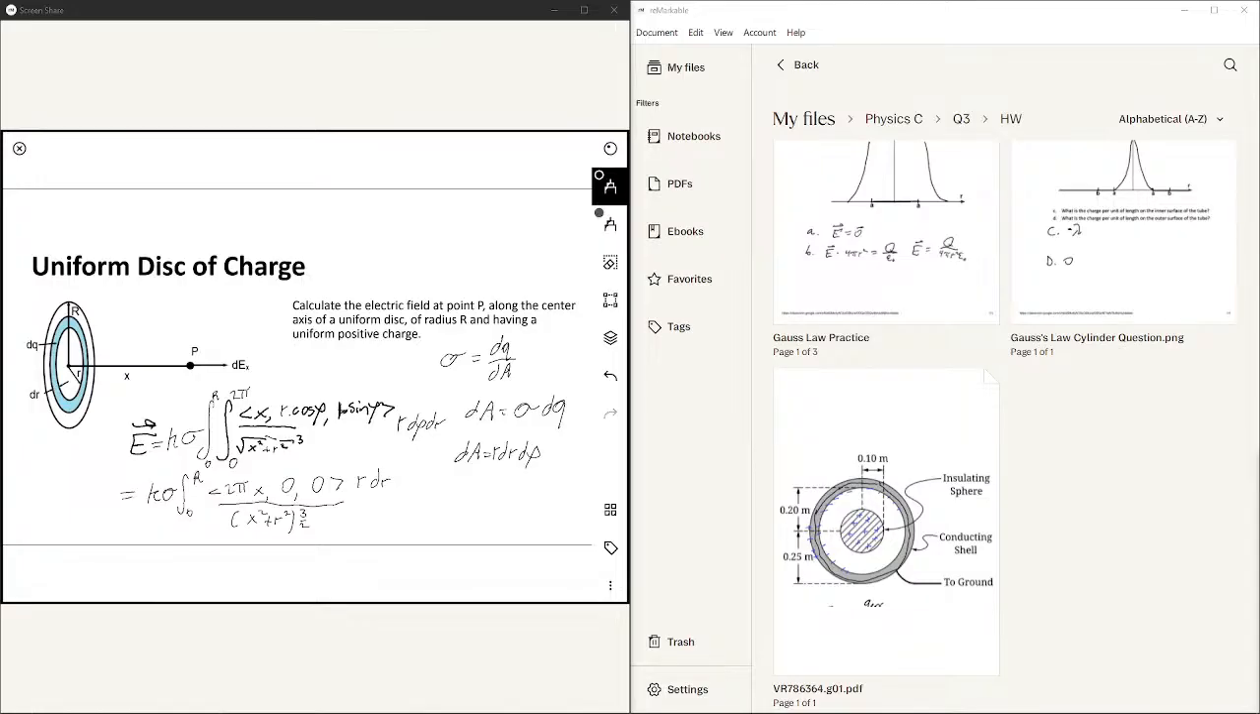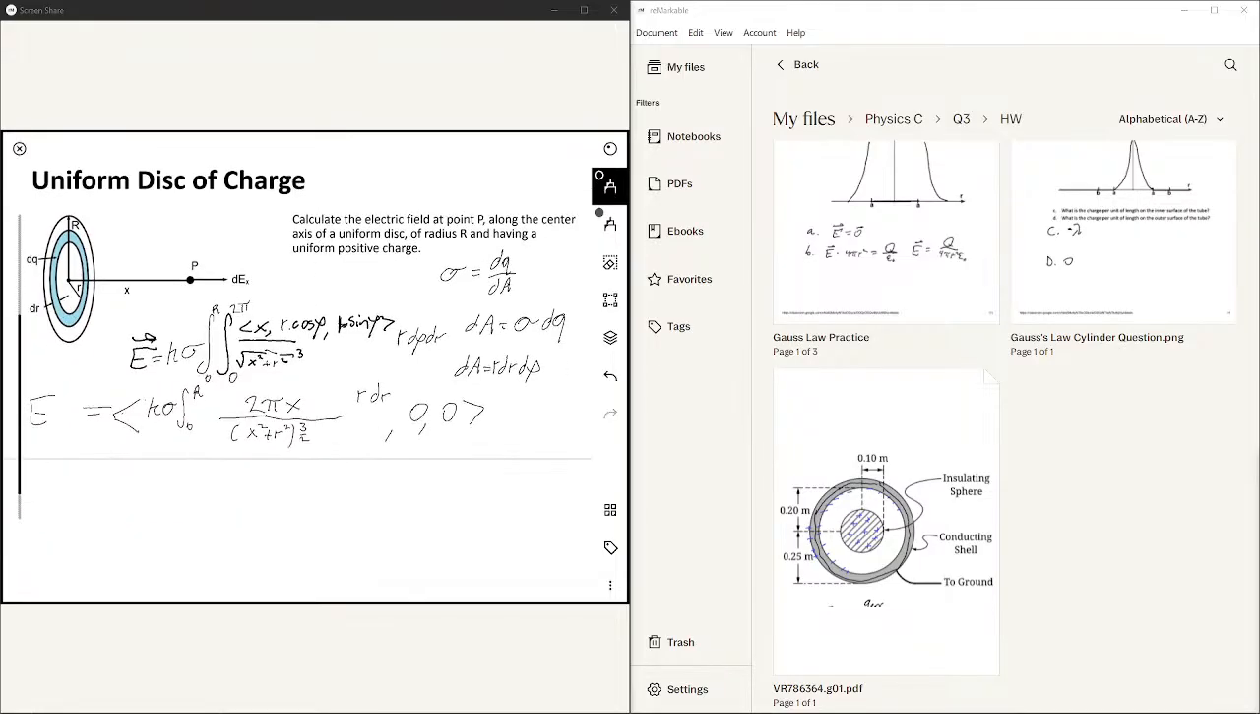So now, check this out. I'm going to rewrite this integral like this. I'm going to take the 2 pi x and leave that there, but I'm actually going to write the vector. I'm going to pull the brackets out. So E is equal to, comma 0, comma 0. So I just pulled the integral into the brackets, because I can. Now, r dr.